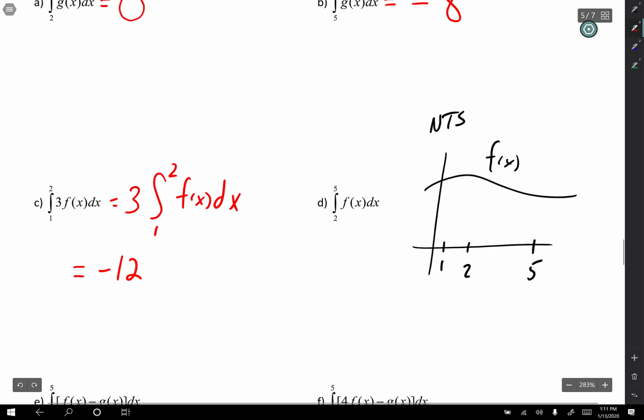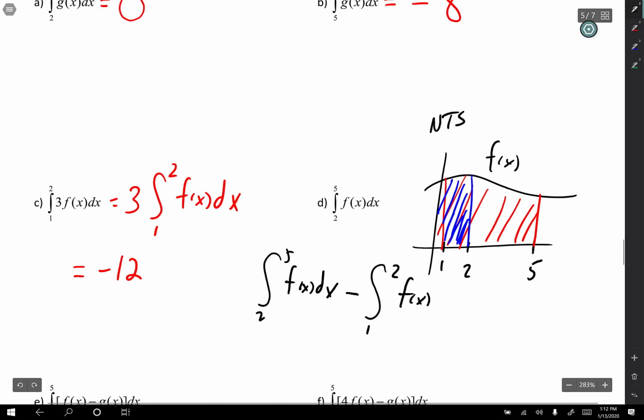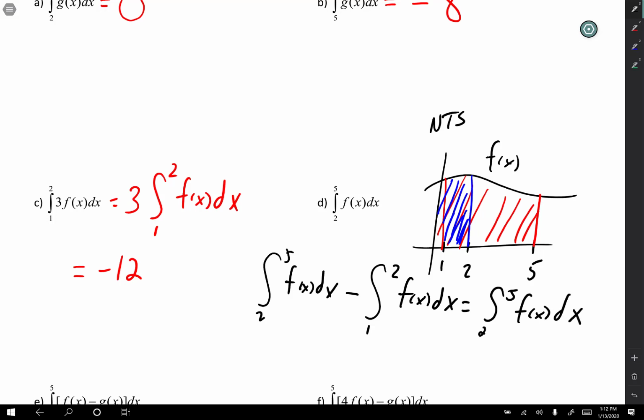Do you guys agree that if I take everything here in red, do you see that in red, and I delete the area here in blue, that will give me the area from 2 to 5? All right, so let me write what I just said in symbols. If I take the area from 2 to 5 of f of x dx, and I subtract the area between 1 and 2 of f of x dx, this will give me the area between 2 and 5. So there it is. There's my equation. And I have all of them.